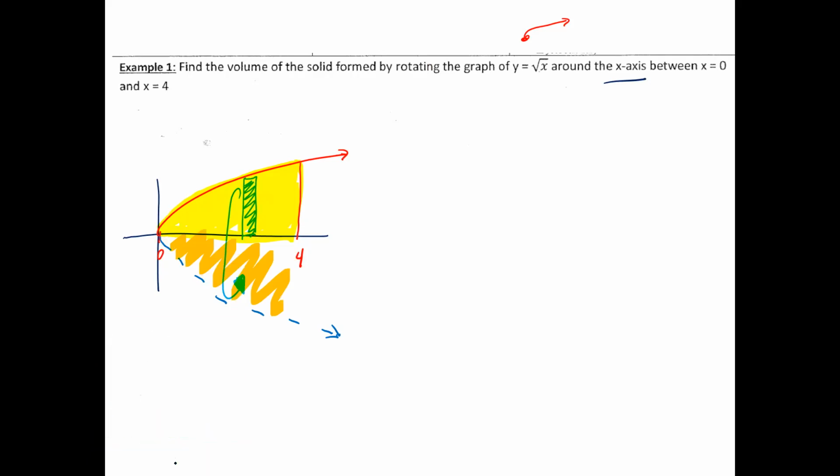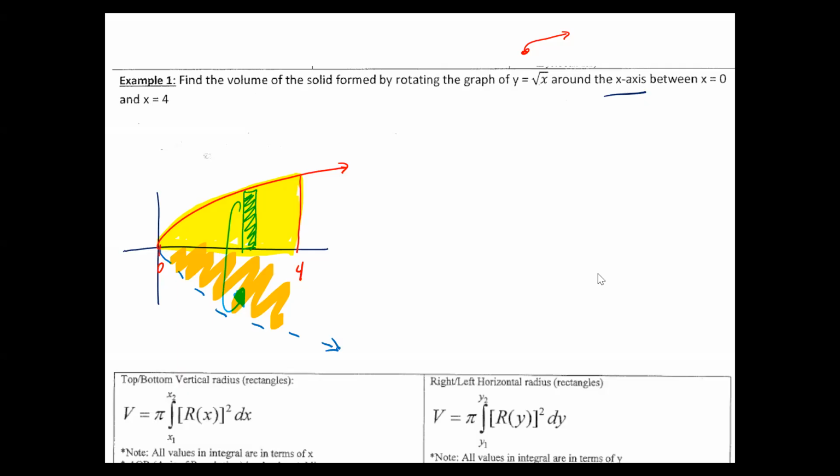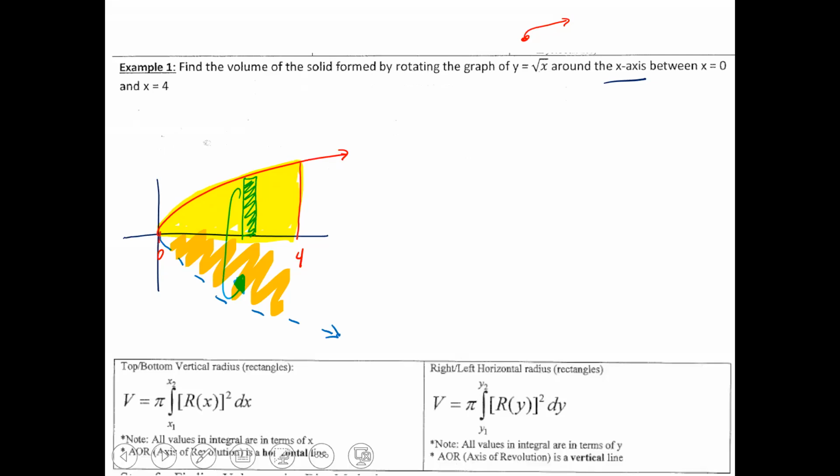Okay, so then with that said, let's go ahead and match it. Which of the two equations will you be using? So here is your formula. You want to make sure you find the right one that you're going to be using. Given the fact that your radius is a vertical, you're probably going to be using this one in terms of x. So let's write that down. Volume equals pi, absolute value, integral of a to b r of x squared dx.